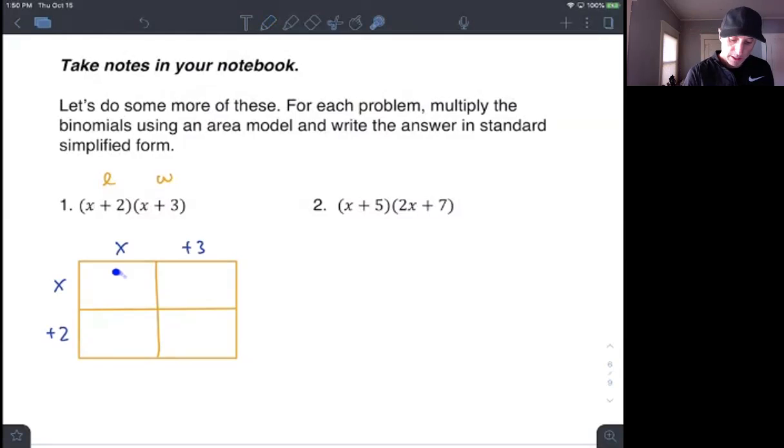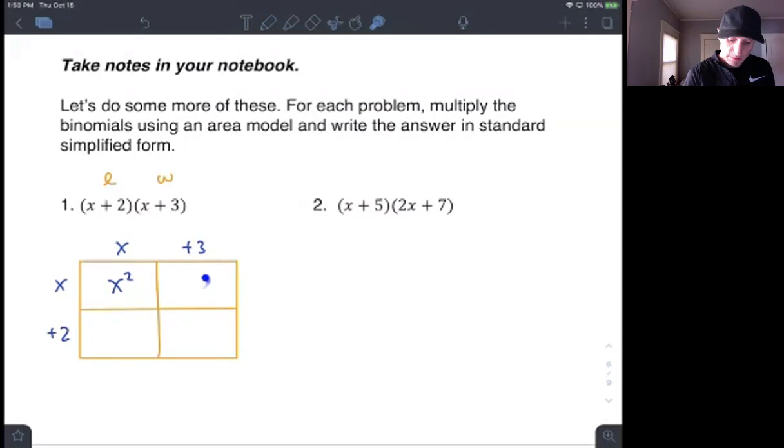In the first box right here, it's going to be x times x, which is x squared. The next box, x times 3, 3x. Going down below here, 2 times x gives you 2x. And the next one here gives you 2 times 3, which is 6.